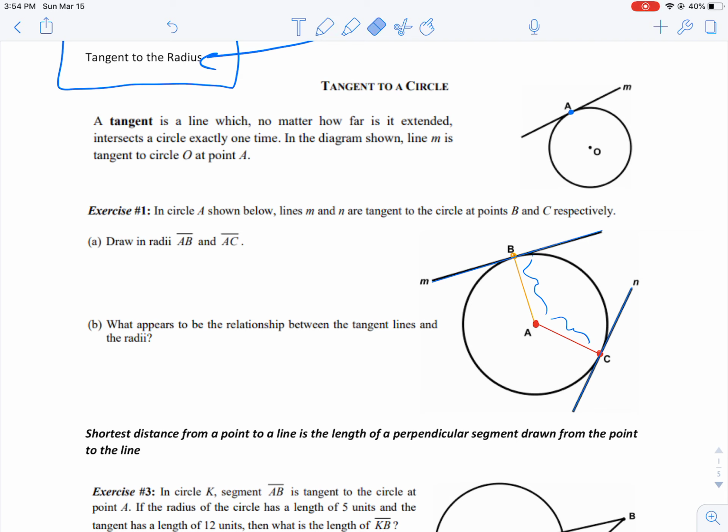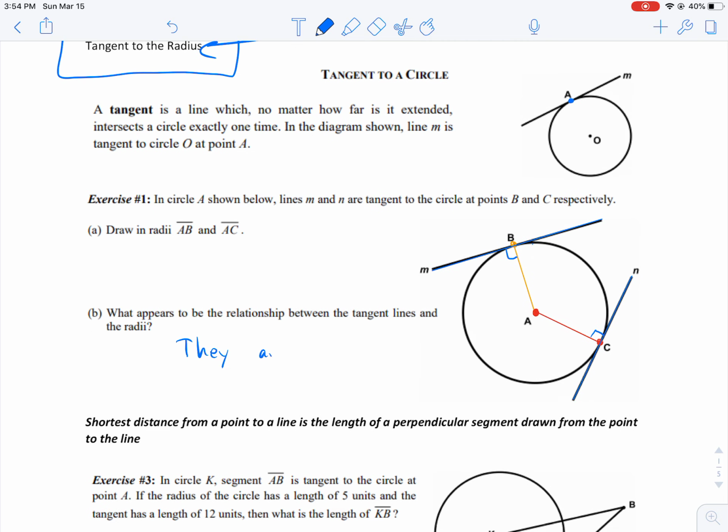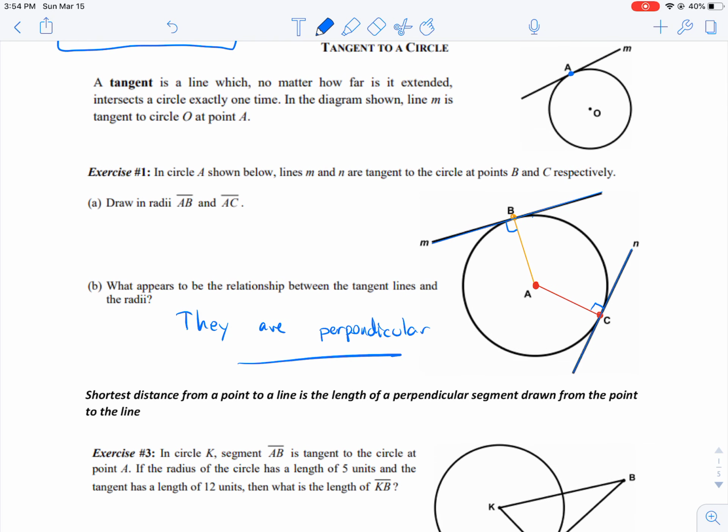If you haven't noticed it yet, if you take a look, these radii are perpendicular to both of those tangent lines. So what appears to be the relationship between the tangent lines and the radii? They are perpendicular, which means they create a 90-degree angle. Which is basically all you really need to know on that. When the radius comes out and touches this point on these lines, they form a 90-degree angle with the tangent line.